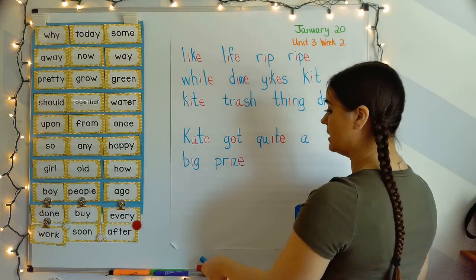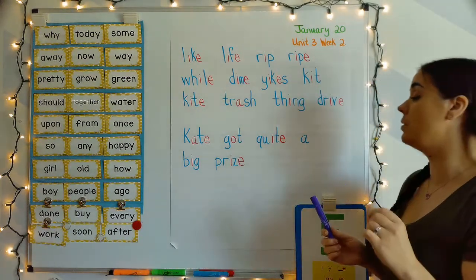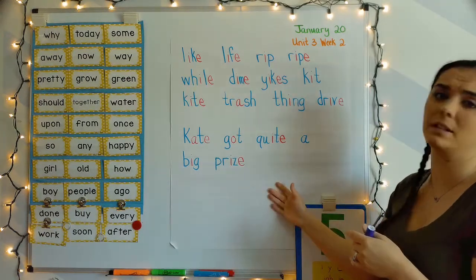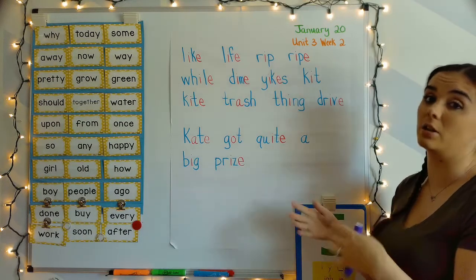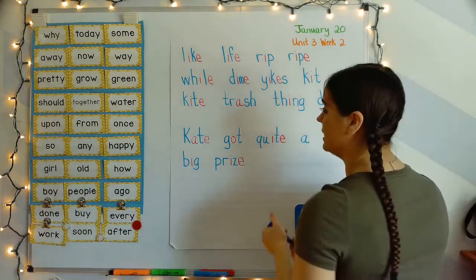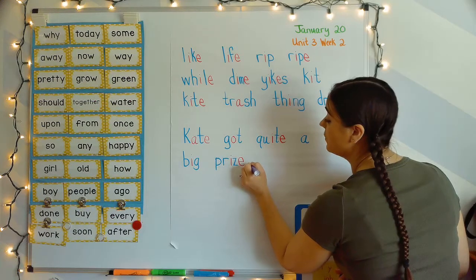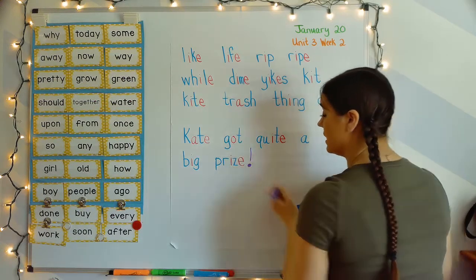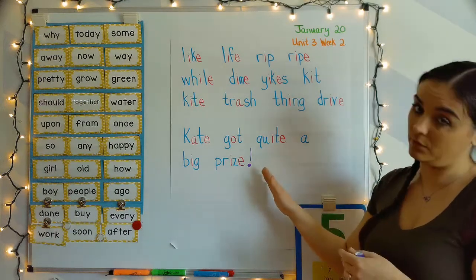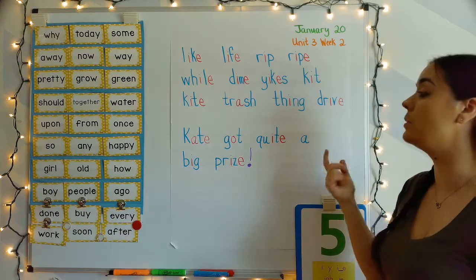Excellent. Okay, so we need punctuation. So in this sentence, we could have either one, a period or an exclamation point. We definitely would not have a question mark because this is not a question. There is not an answer. So a question always has an answer. Kate got quite a big prize. You could have a period or you could have an exclamation point. So if you're writing it, you choose what you want to put there. If you're going to put an exclamation point, make sure that you read it with some oomph.